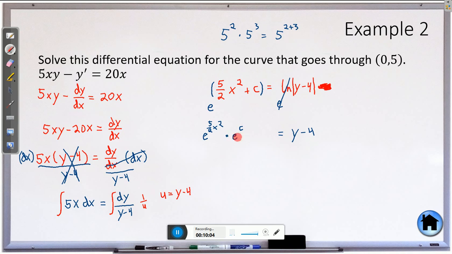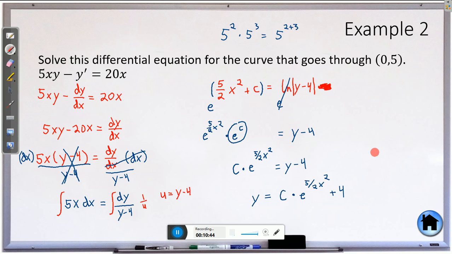All right, because the bases are the same, they're multiplying, you would add the exponents. Well, again, what is e to the power of a number I don't know? It's a number we don't know. So that just simply becomes c times e to the 5 halves x squared is equal to y minus 4. Add 4 to the other side, and we're left with y is equal to c times e to the 5 halves x squared plus 4.